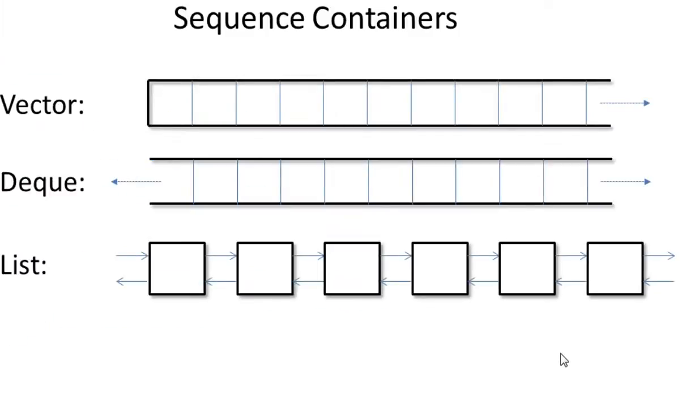Now let's look at a list. A list is a doubly linked list. Each item inside the list has one pointer pointing to the item in front and another pointer pointing to an item behind. The key attribute of a list is you have fast insert and remove at any place inside the list, not just in the front or in the back.